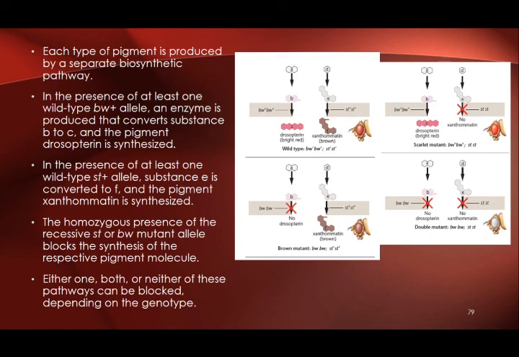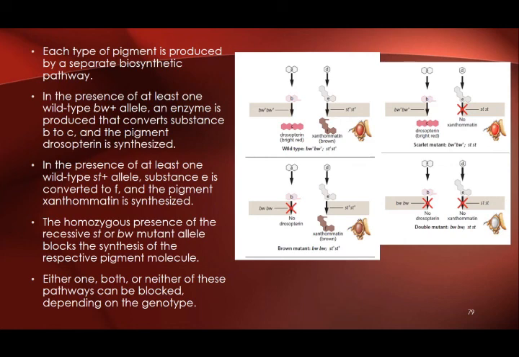So, as you can see, to actually create each one of the pigments, you need something else. You need a prerequisite. If you have a mutation, then the pathway to make one of these pigments will be blocked. So to make the wild-type eye color, you need brown and red. If you have an ST mutation, you will not have any xanthommatin, no brown, so you only have red. So you have a scarlet mutant.